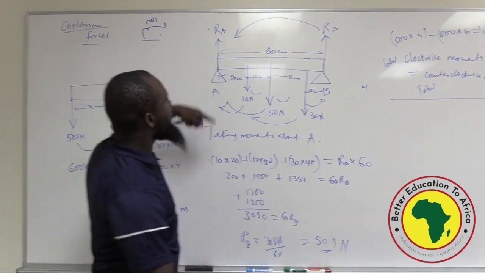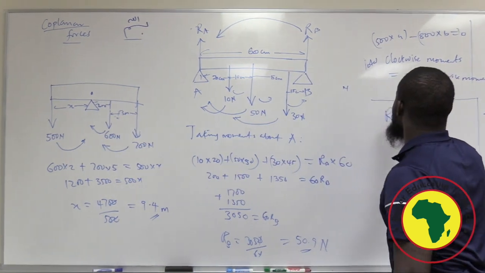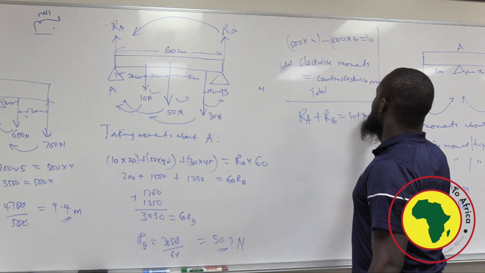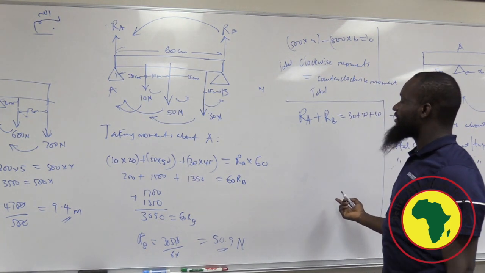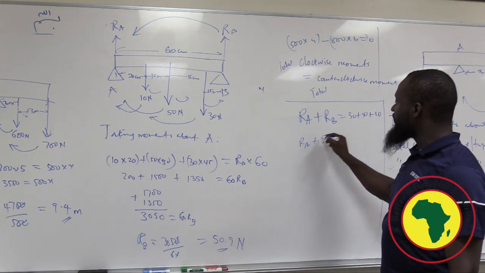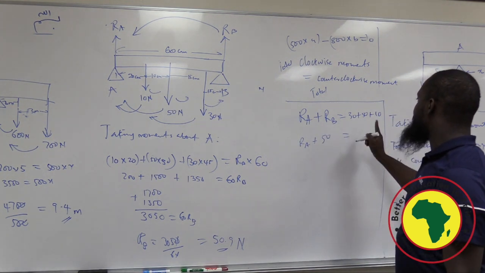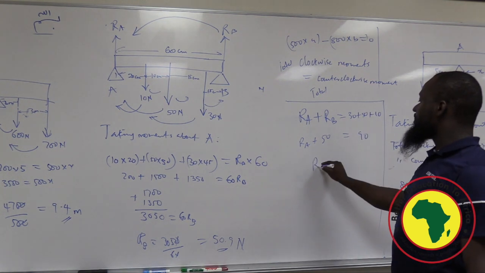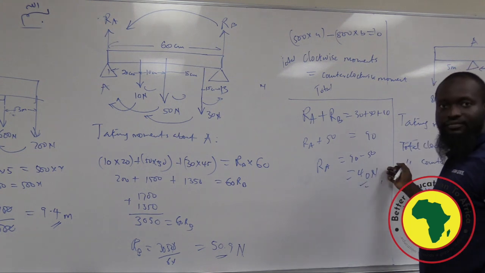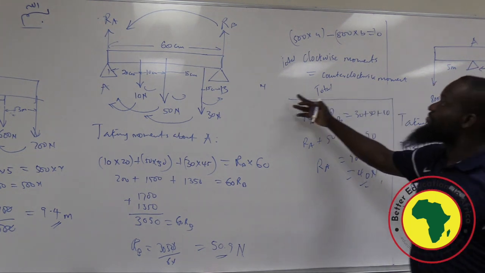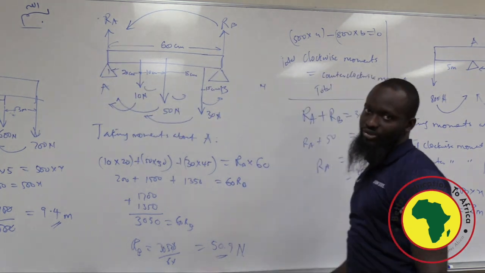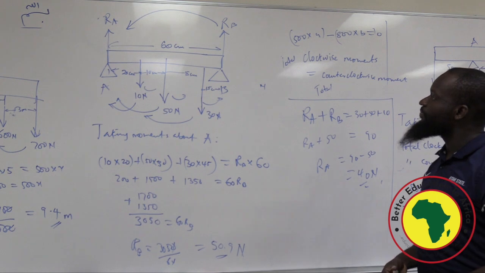Because according to the first law of equilibrium, the total upward forces, RA plus RB, must be equal to the total downward forces, 30 plus 50 plus 10. And you're done. So RA plus RB, we already got RB to be 50. So RA plus 50 point something equals 30 plus 50 plus 10, which is 90. So RA is 90 minus 50, that'll give us 40 newtons. And you're done. So you don't need to take moment about B to get RA. But if you take moment about B, you still get the same answer, but it's a long procedure.